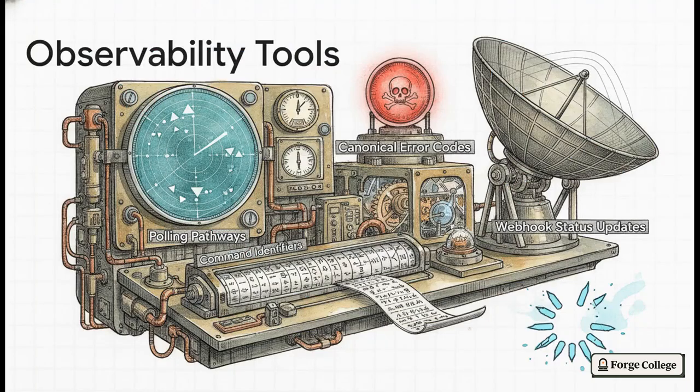Finally, Part 6, Reconciliation and Next Steps. Let's be real for a second. Things don't always go exactly to plan. What happens when there's a massive traffic jam on the network? Well, you absolutely must implement observability so you can reconcile the optimistic everything-is-fine Web2 state with the final unchangeable on-chain reality. Your essential tools here are command identifiers, canonical error codes, webhook status updates, and polling pathways. These tools ensure your Web2 backend always knows what the relayer is doing, so your users are never left staring at a spinning loading wheel indefinitely.